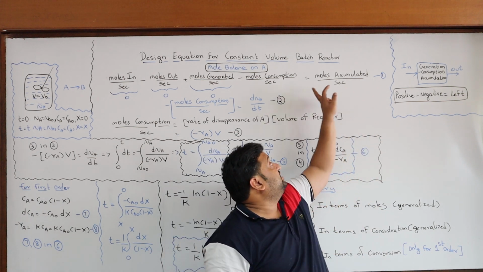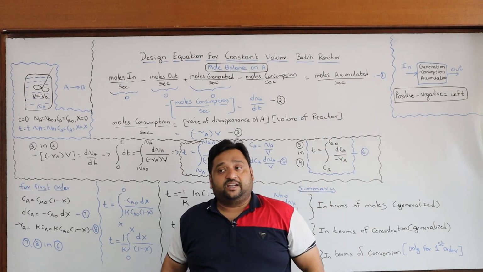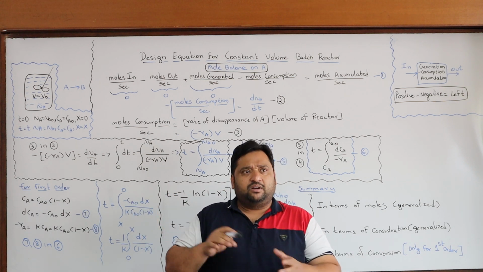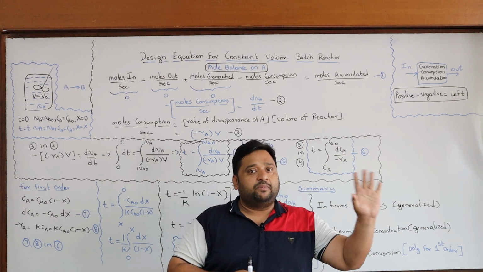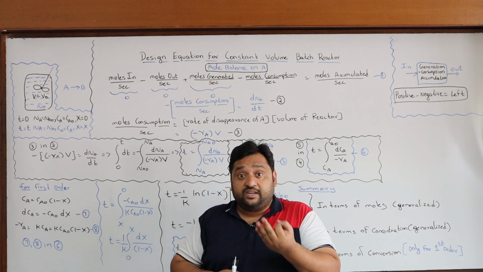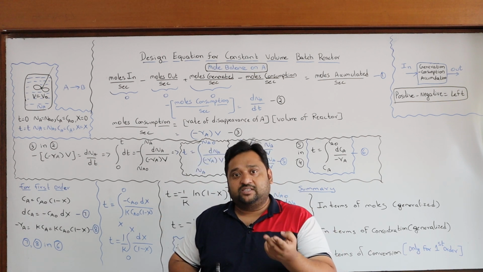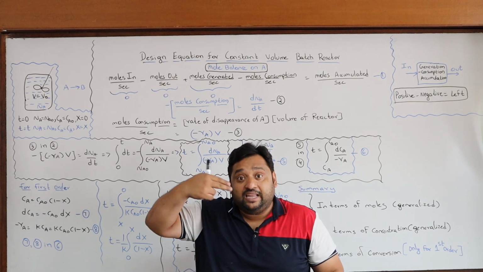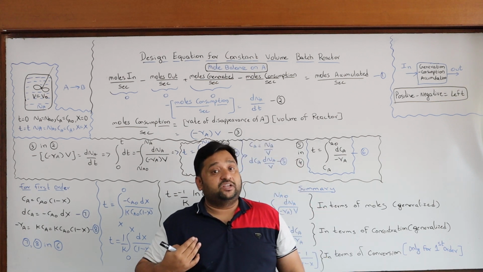That means the final, which is equal to moles of A accumulated every second in the reactor. Example, 10 moles of A is coming into the reactor, 5 moles of A is coming out of the reactor, 3 moles of A got reacted in the reactor. So what is remaining is 2. That means 2 moles of A is accumulating in the reactor every second. So that's what accumulation means.